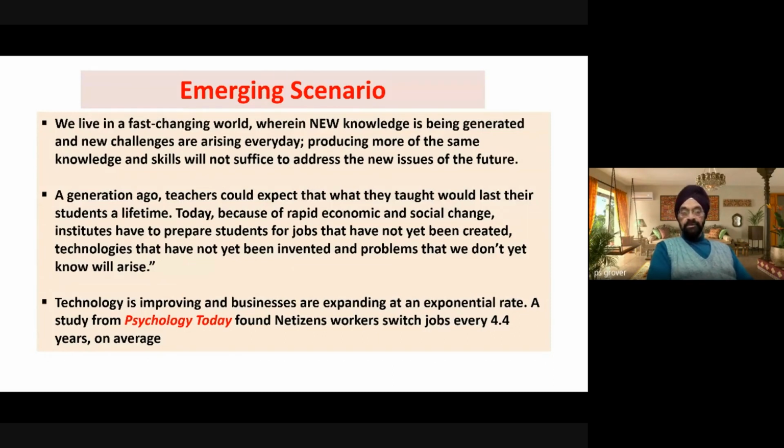You remember about 15 to 20 years back, we were always given the impression that what we have learned would be useful for us. Today, because of rapid economic and social change, institutes have to prepare students for jobs that have not yet been created, technologies that have not yet been invented, and problems that we don't yet know will arise. That is the kind of emerging scenario that we are observing.